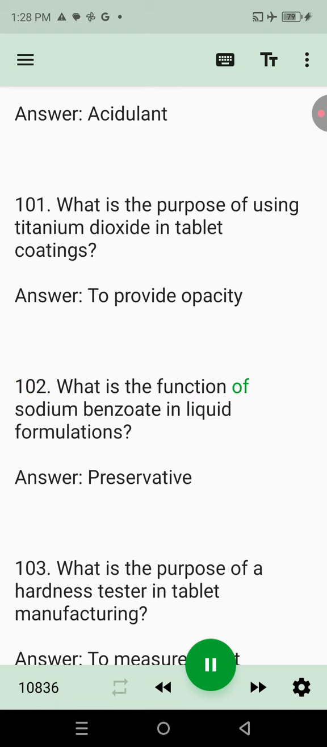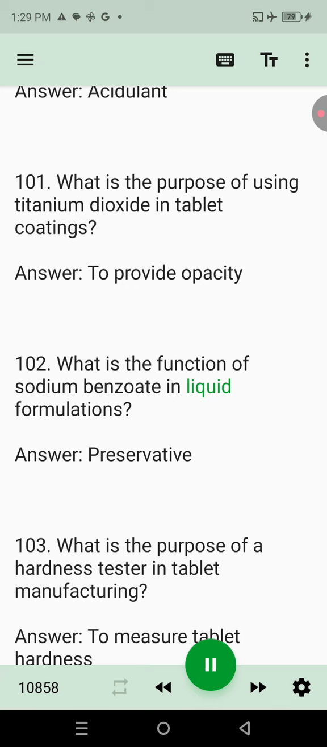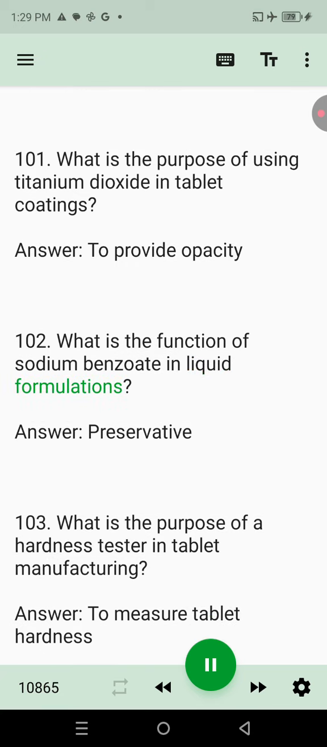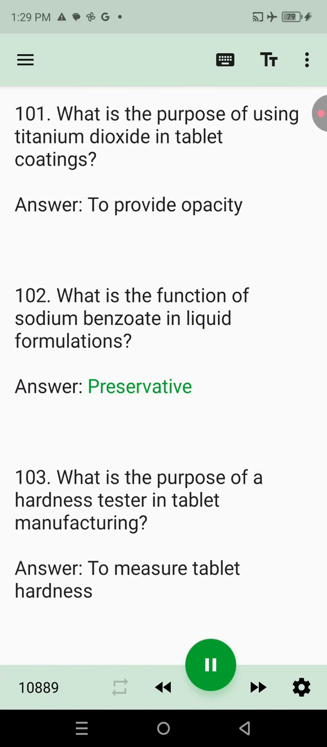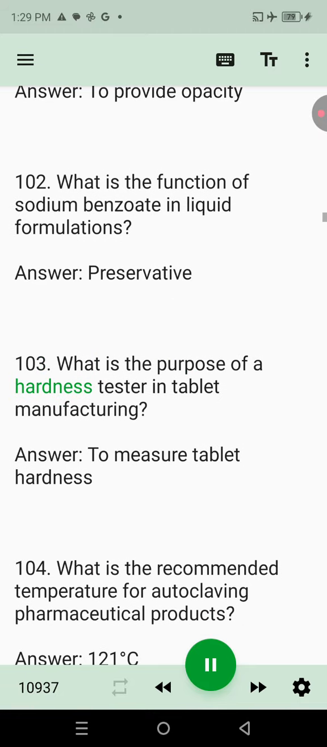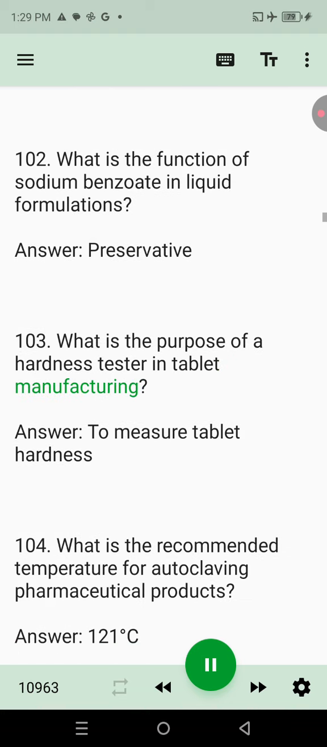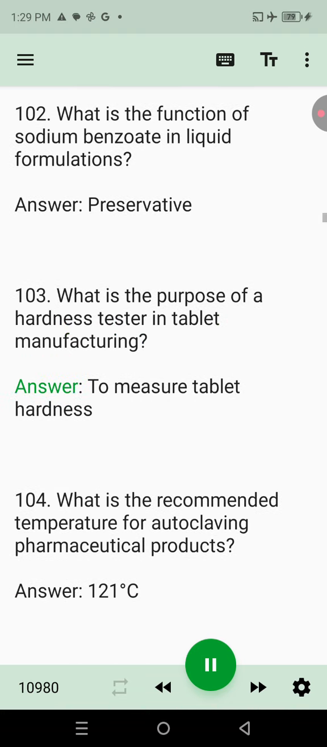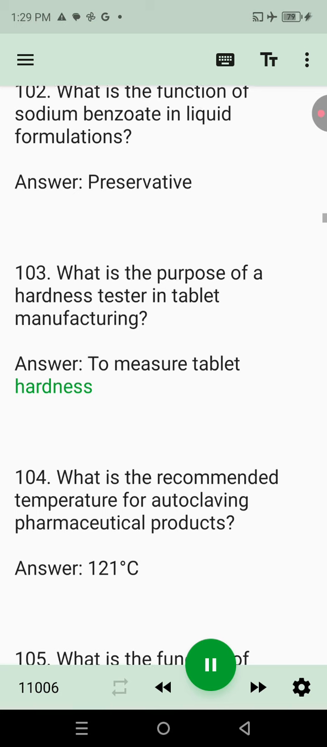102. What is the function of sodium benzoate in liquid formulations? Answer. Preservative. 103. What is the purpose of a hardness tester in tablet manufacturing? Answer. To measure tablet hardness.